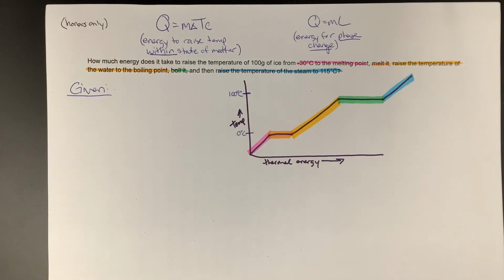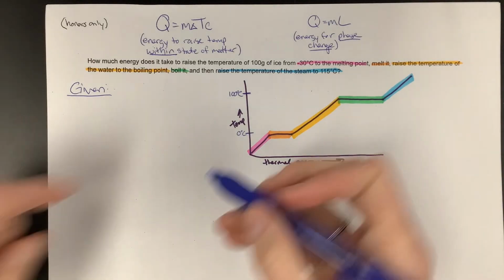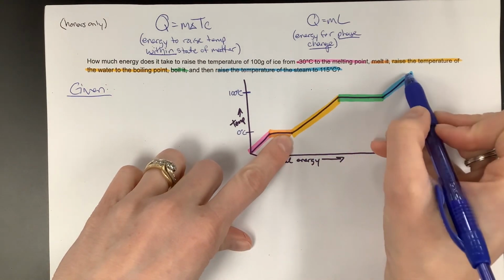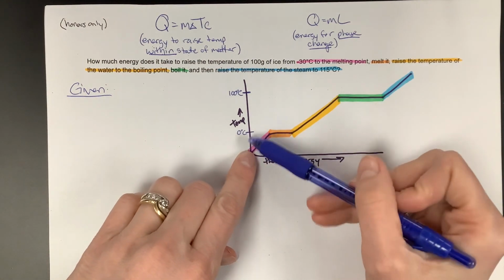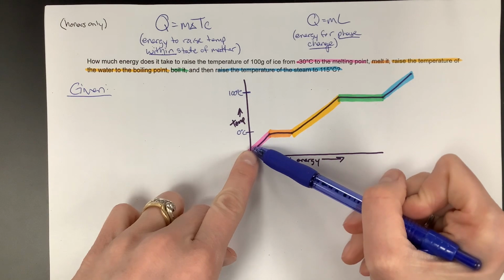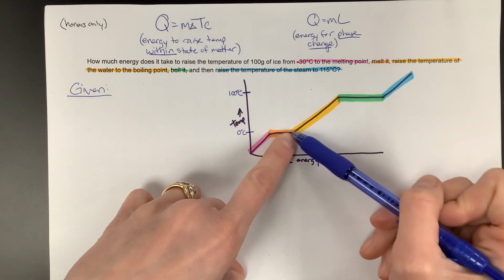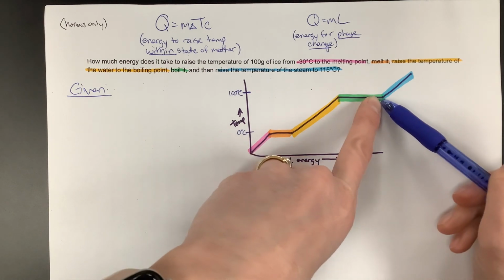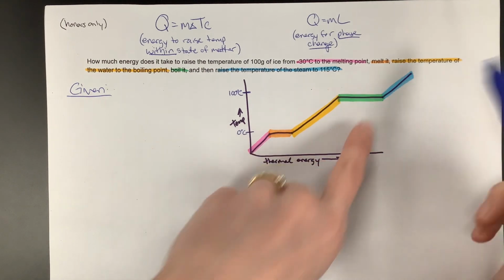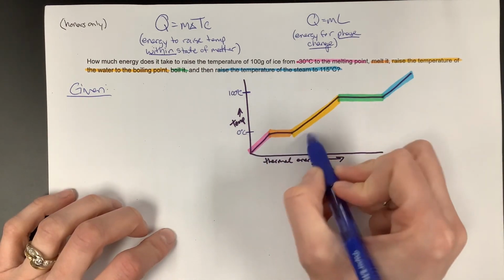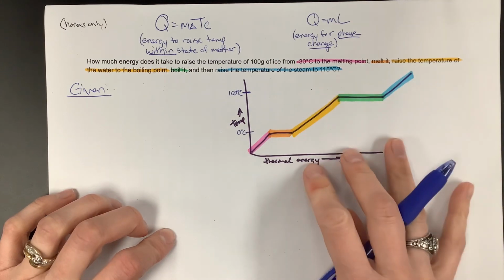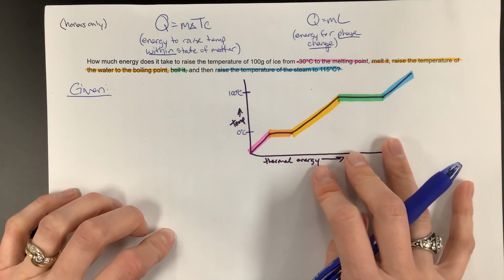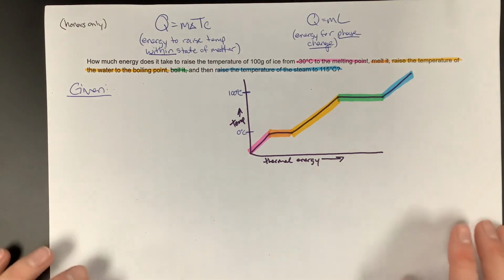So this is the big multi-step Q problem where we're looking at how much energy it takes to do all the way along this heating curve. How much energy it takes to go from ice at a cold temperature, heat that ice, melt the ice, heat the water, boil the water, and then heat the steam. So there's 5 steps to this, and it's simpler than it looks because we're doing each of those 5 steps separately. So let's take a look at what the problem says first.